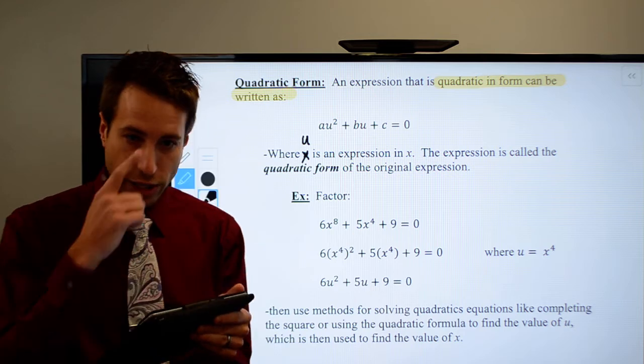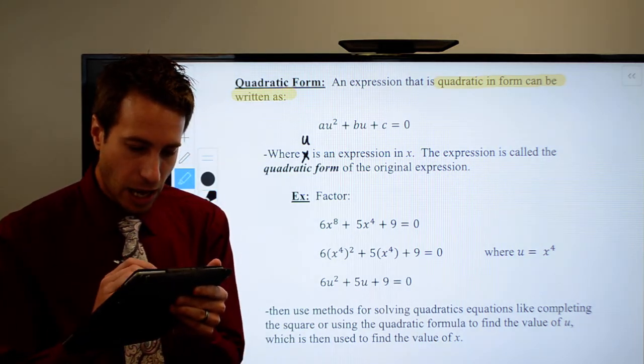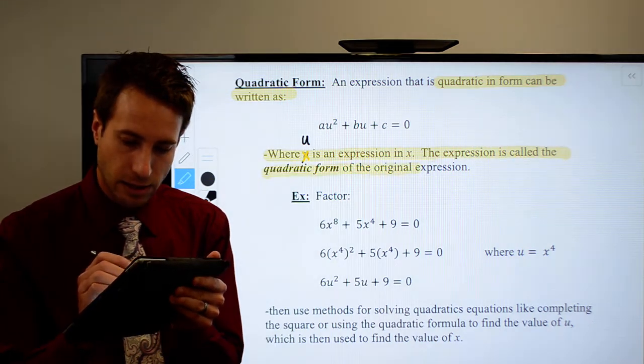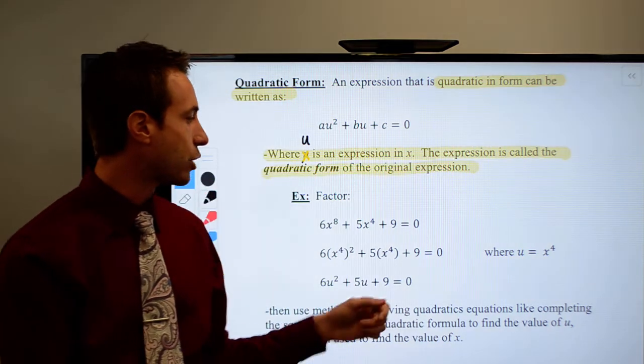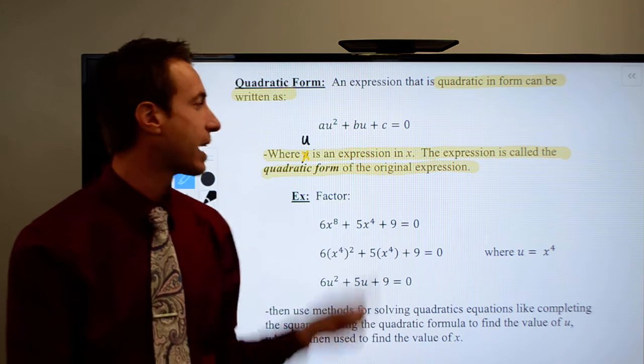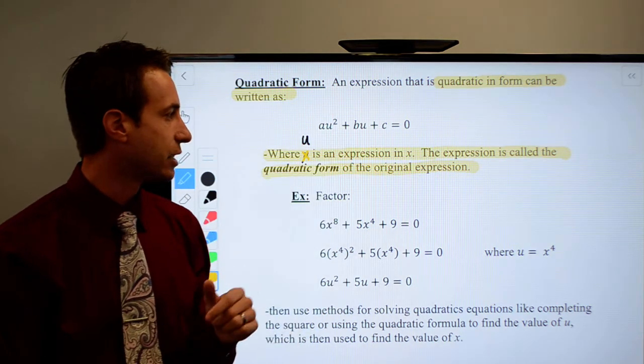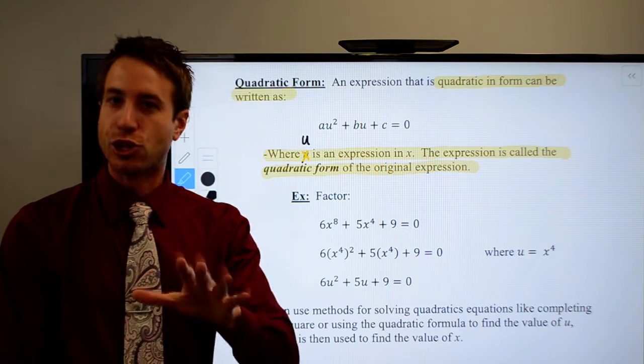What you're going to do is take this expression, which is in x, and rewrite it. You'll be given some expression in x, and we're going to rewrite it using u so that I wind up with a u squared here, which gets it into quadratic form. So let me show you how this works.